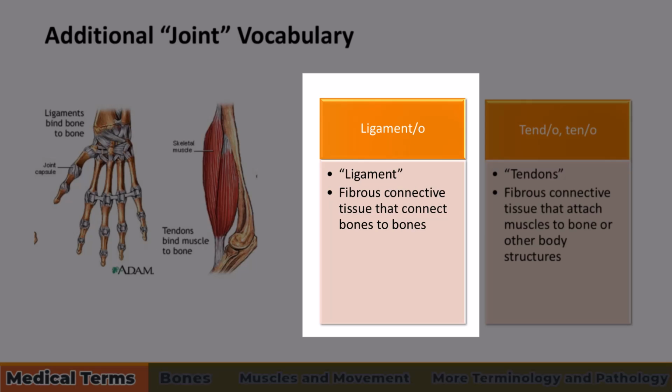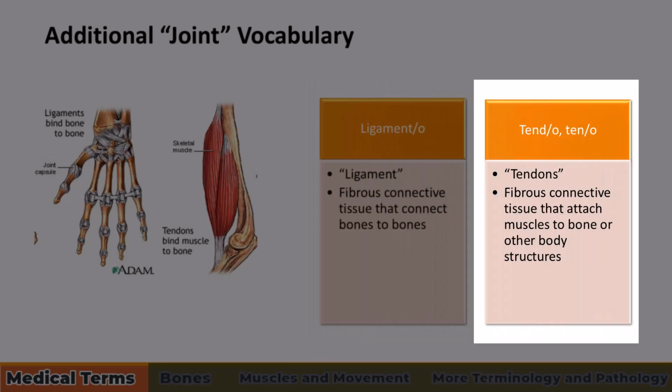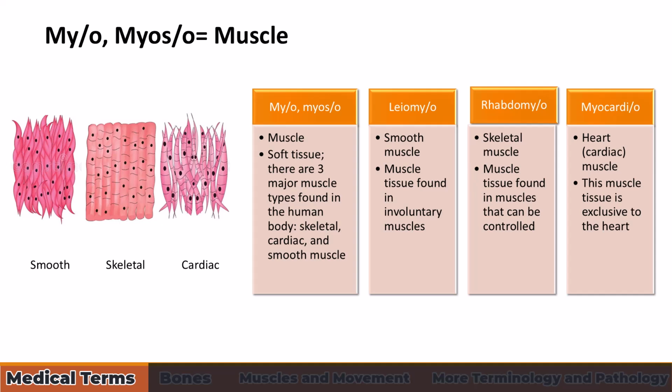Ligamento means ligament, a fibrous connective tissue that connects bones to bones. Tendo and teno mean tendons, a fibrous connective tissue that attaches muscles to bone or other body structures. Myo and myoso mean muscle. There are 3 types of major muscles: smooth, skeletal or striated, and cardiac.